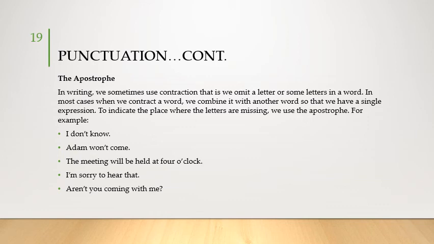I don't know. Or Adam won't come. Apostrophe. The meeting will be held at 4 o'clock. 4 o'clock, you put apostrophe. I'm sorry to hear that. Instead of I am, you contract it and say I'm. So you have to use apostrophe there. Aren't you coming with me? Instead of saying are you not, you say aren't you coming with me? So aren't requires an apostrophe because it's a contraction indicating that certain letters are omitted.